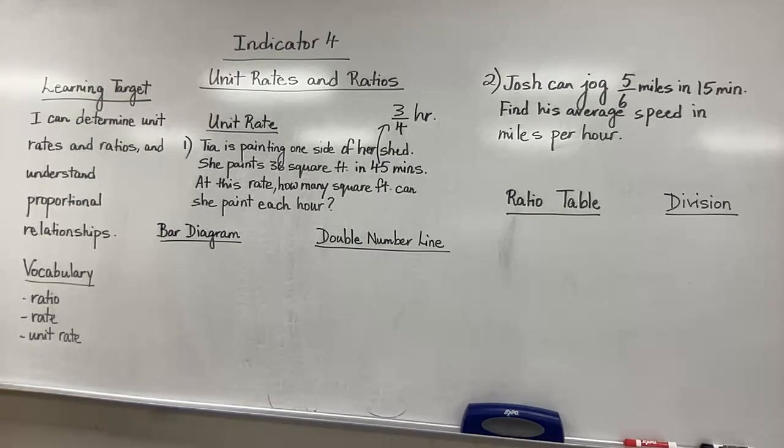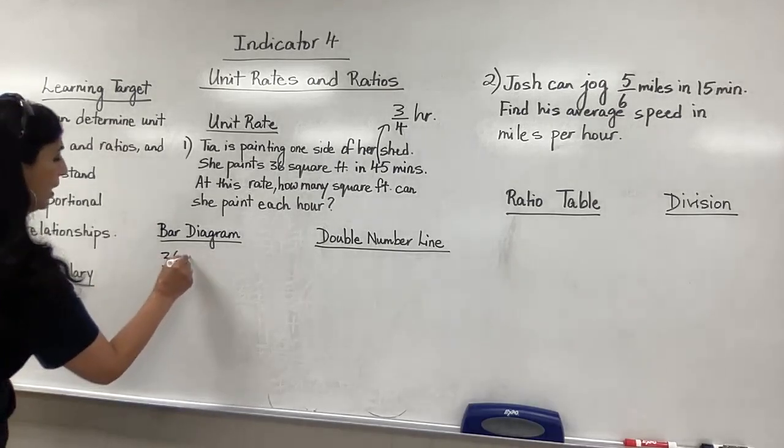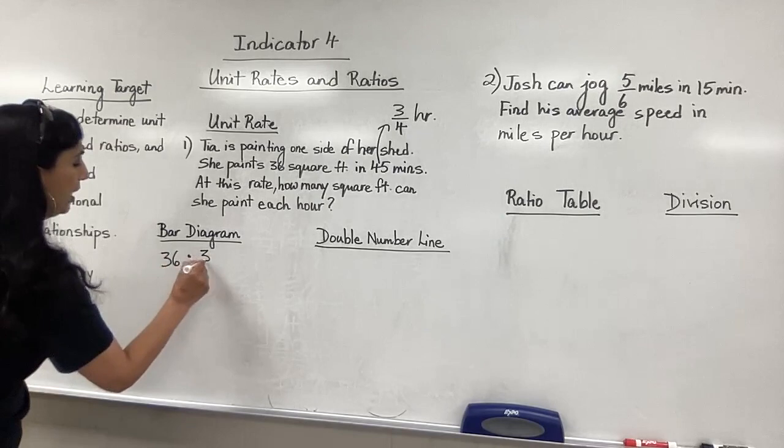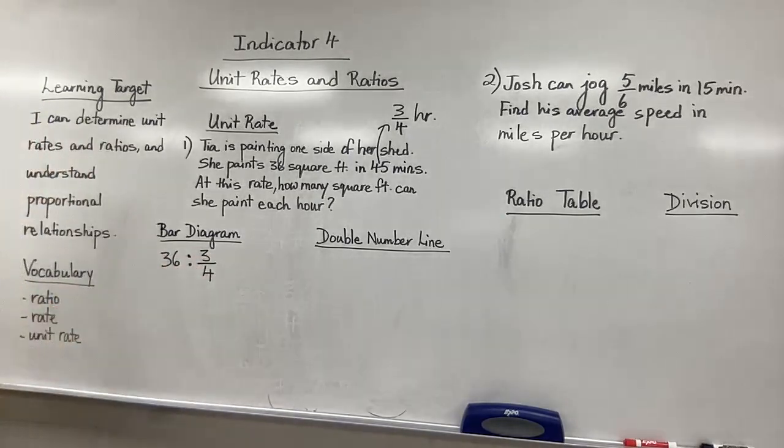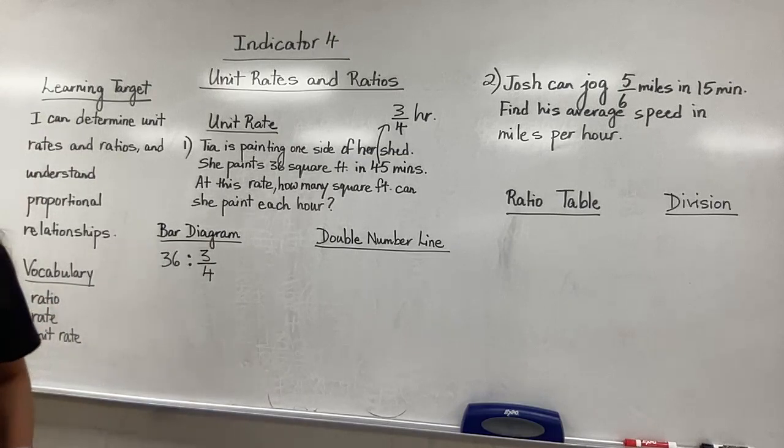Okay. So for the bar diagram method, we are going to draw two bars to model the ratio 36 to 3/4. So remember, a ratio can be written like this. It can be written as a fraction, and it can also be written as 36 to 3/4. So those are the three ways of writing ratios. We are going to divide each bar into four sections.